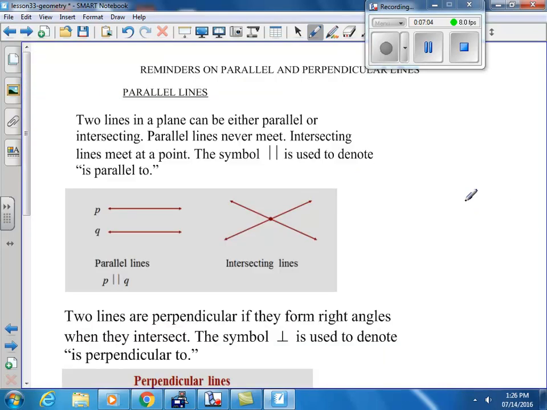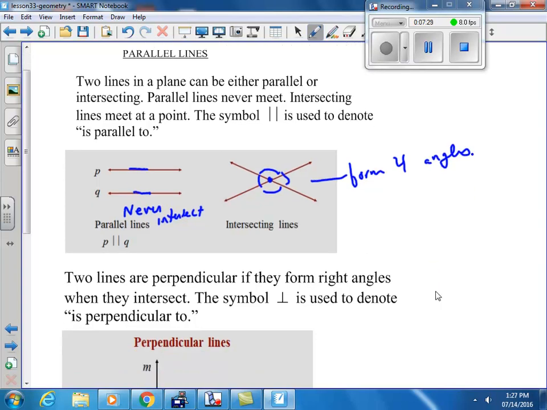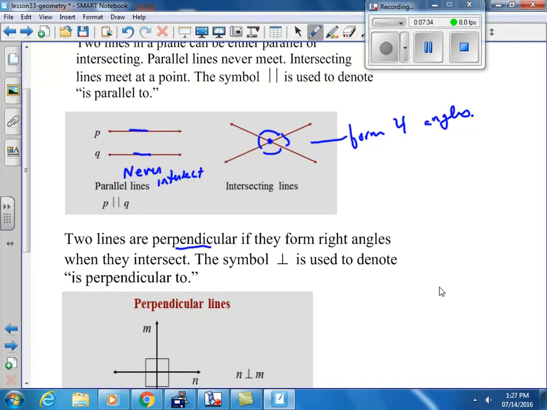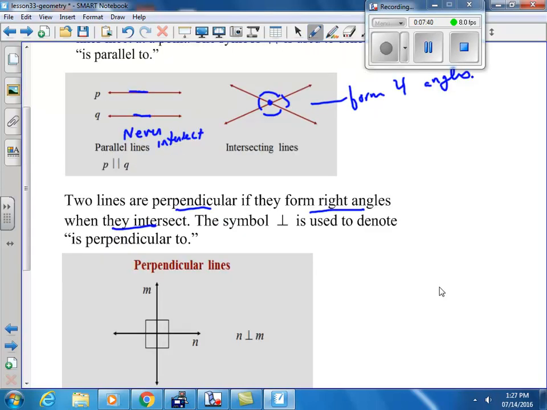Parallel lines. In your mind, you're probably thinking that two lines like train tracks that never intersect are parallel, which is true. And then you're also thinking that intersecting lines intersect at a point, and when they do intersect, they form four angles, right? Also bear in mind that if you have two lines that are perpendicular, then they have to form right angles when they intersect. So that's a very special case of intersecting lines. They intersect at that perfect right angle.